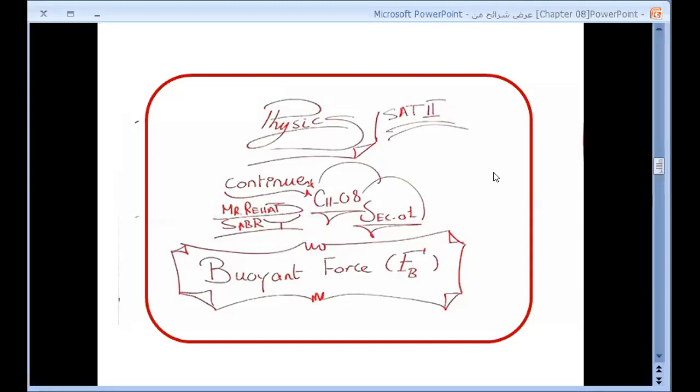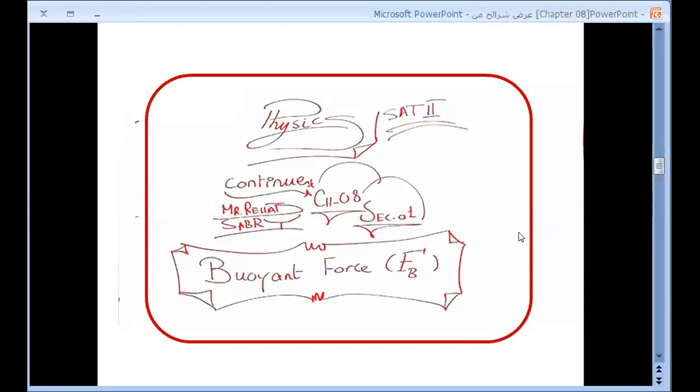So the first point we got from this argument is that the buoyant force appears when an object is placed in liquid. By the way, not only liquid, but any fluid, because the buoyant force is one of the properties of the fluid. So this is the first point: it appears when the object is placed in fluid.